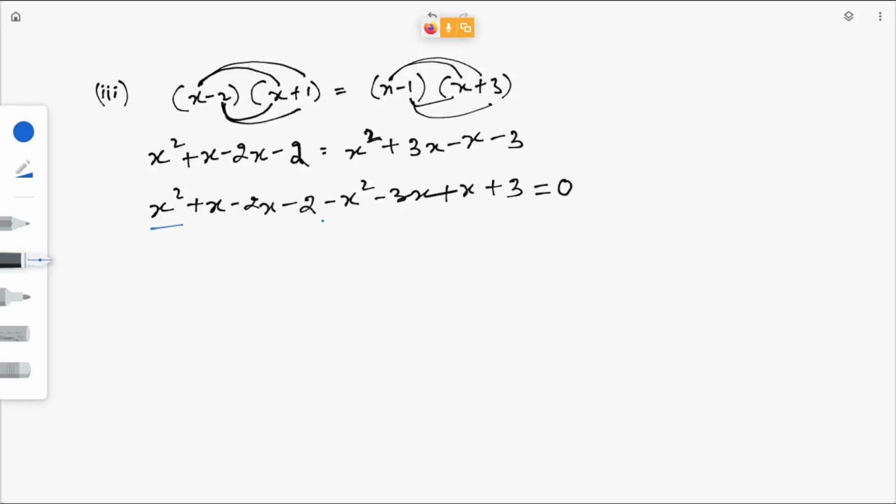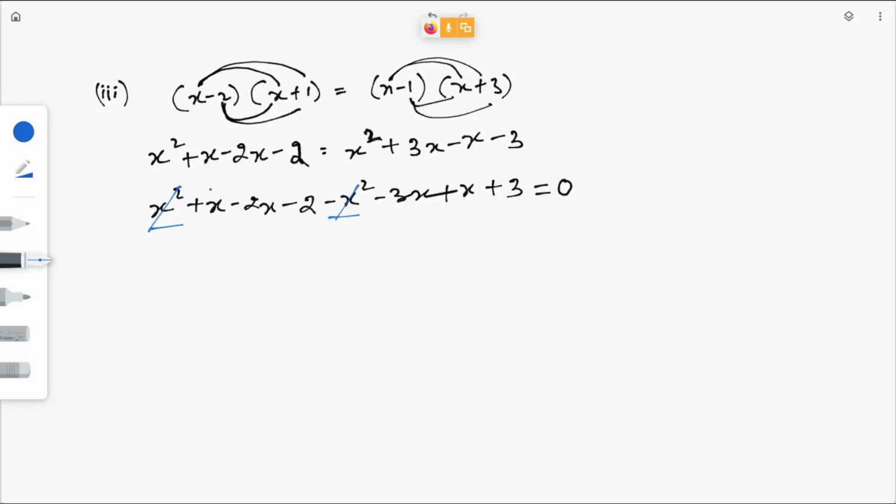First, and then is there one more x square? Okay. So there are only two terms with this variable x square. So plus x square and then minus x square, what will you get? 0. These two will cancel out. Both will cancel out.